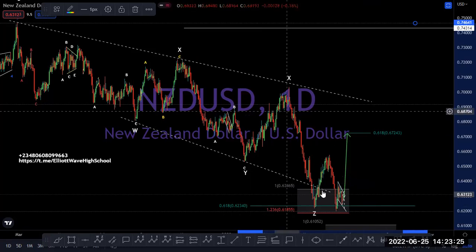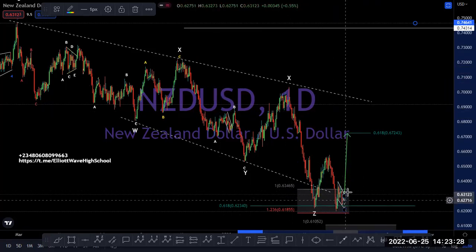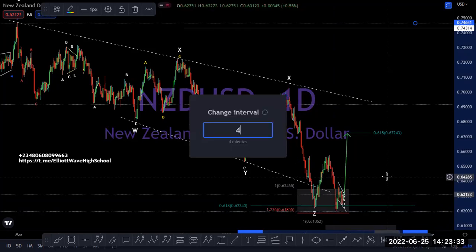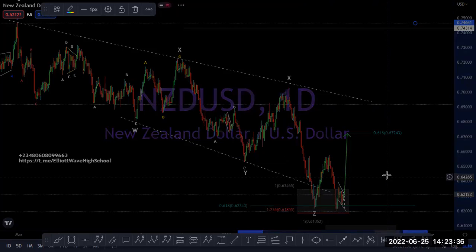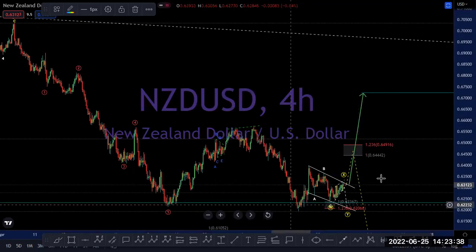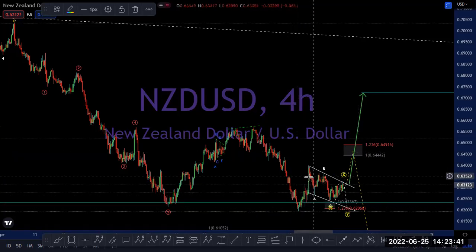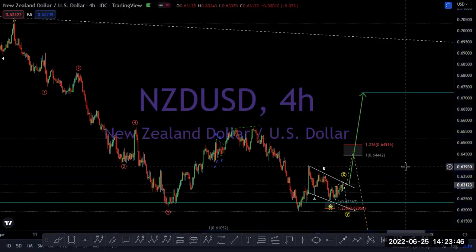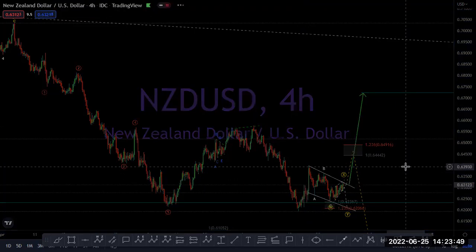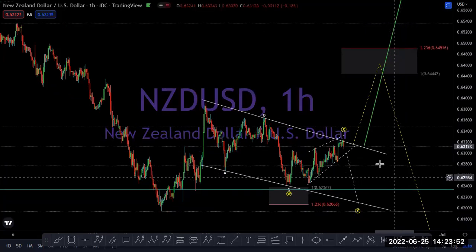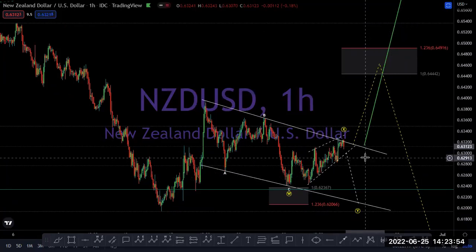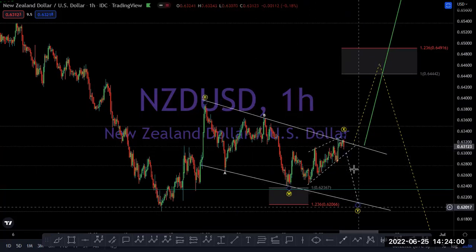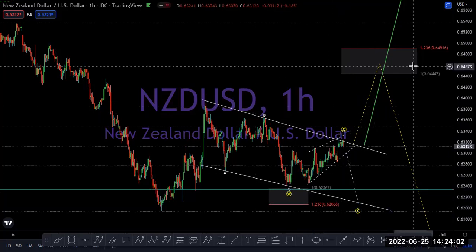And on daily we can see that we have a reversal zone based on daily. So let's go lower to 4 hours. On 4 hours, this seems to be a sign of the beginning of an impulse. This time we need 1 hour again. Okay, 1 hour again. We have a similar structure we have on pounds USD. You can see WXY. So we may get WXY and buy from here.